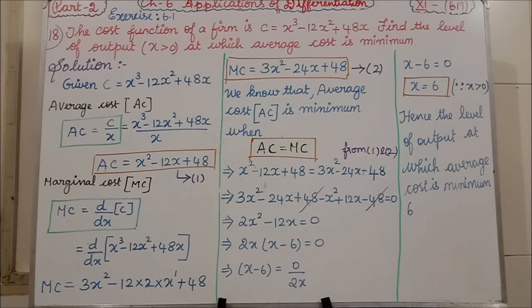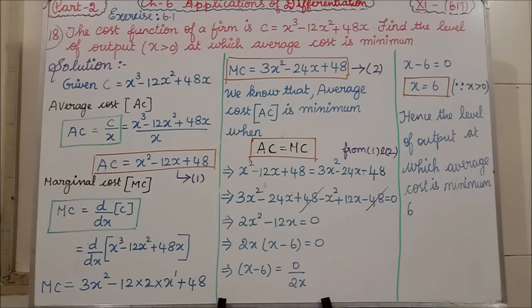Clear? Students, if you see the 17th question, they have given profit is maximum. When the profit is maximum, what formula have we used? Marginal revenue is equal to marginal cost. Now if you see the 18th question, they have given average cost is minimum. When will average cost be minimum? When average cost is equal to marginal cost, the average cost will be minimum. Clear, all of you?